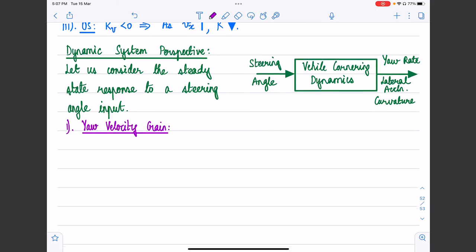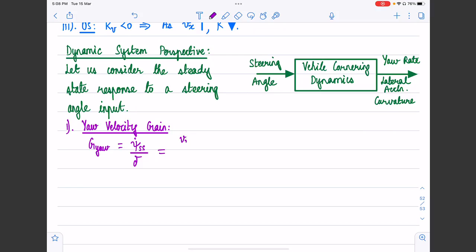The yaw velocity gain, g subscript yaw, is defined as the steady state yaw rate divided by the steering angle input. Please note, once again, from a general dynamic systems perspective, the term gain is used to denote the ratio of the output by the input when the vehicle has reached steady state. So we have psi dot s divided by delta. Now, what is the steady state yaw rate?